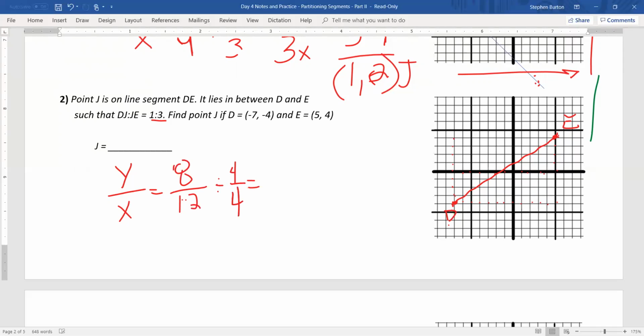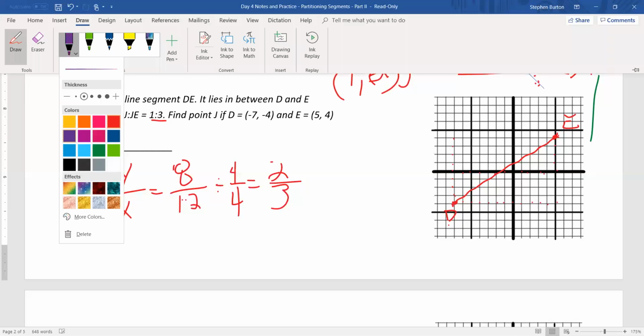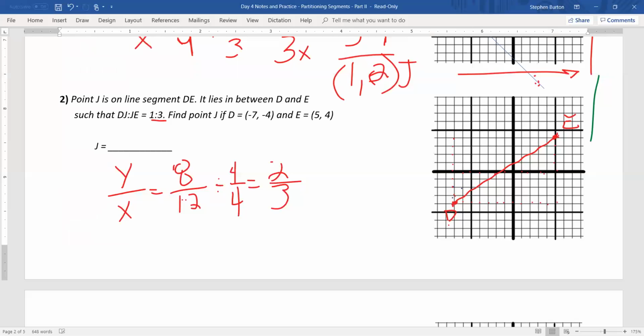Okay. So for our y movement, that's going to be 2. And our 12, that's going to be 3. So every time I move up, I move over 3. So I'm going to change it to a different color to show that. Let's go purple. So if I go up 2, 1, 2, I should go over 3. 1, 2, 3. That puts me right there on that point.